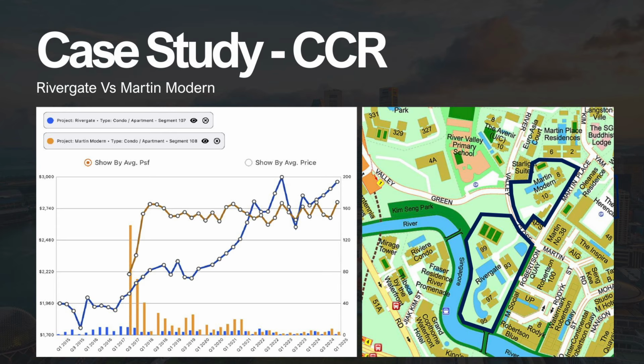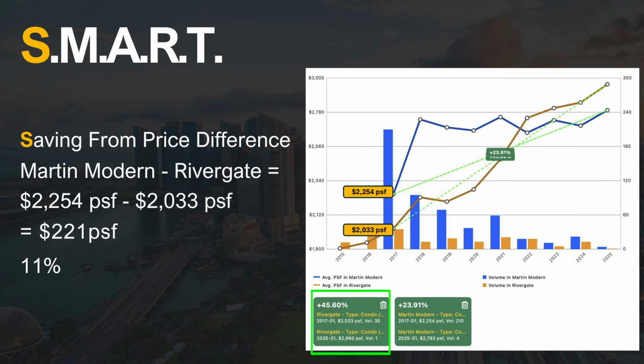Really, you cross the road, you reach Martin Modern already. And look at the price appreciation difference. Rivergate appreciated by 45%, whereas Martin Modern also made money, but they only appreciated by 23%.